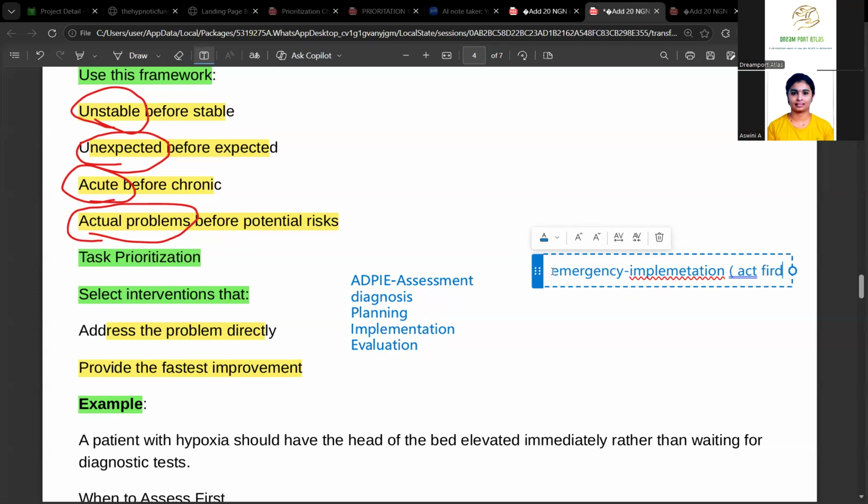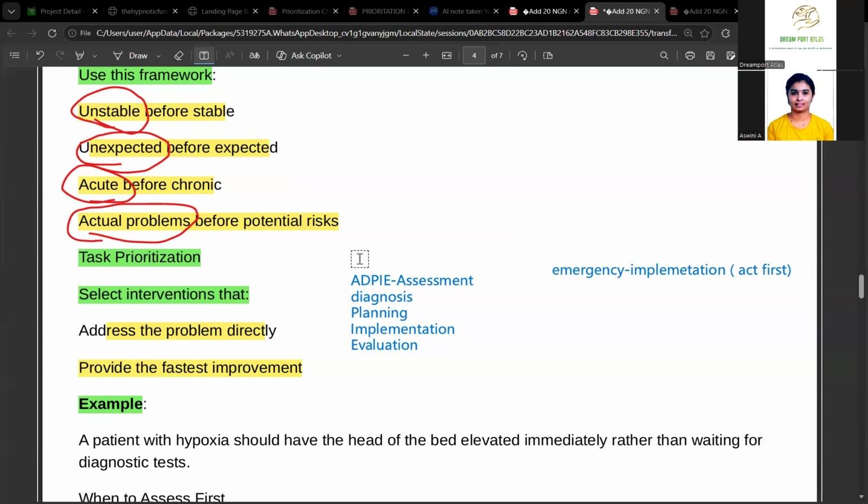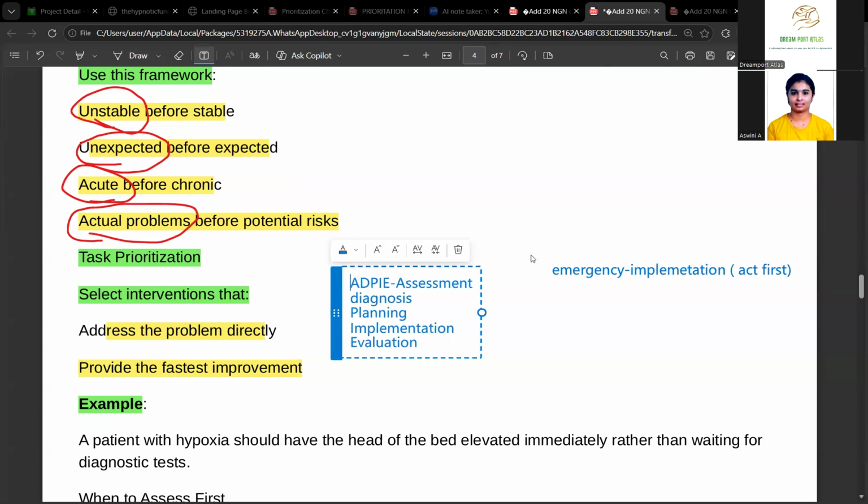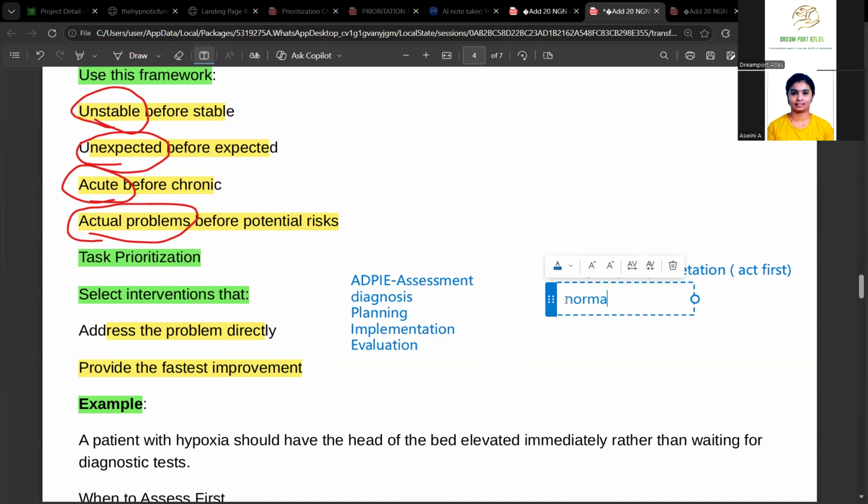That is the important strategy we need to apply in question analysis. If it is a normal scenario, which is your highest priority? Assessment. If it is normal or routine care, which is your highest priority?